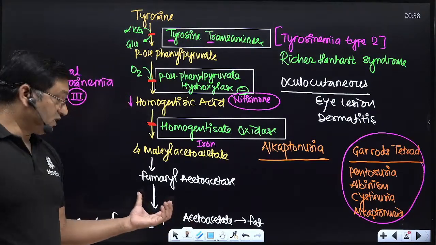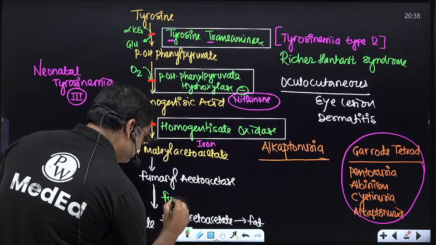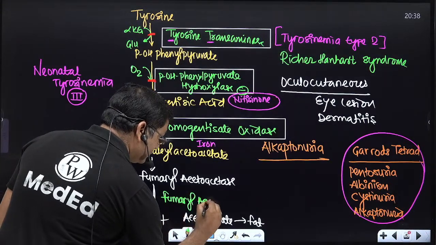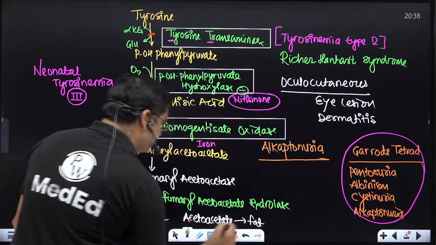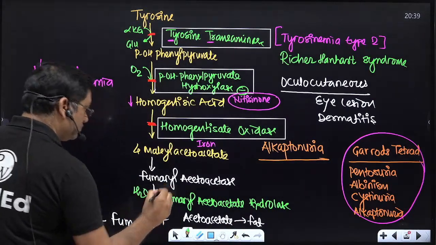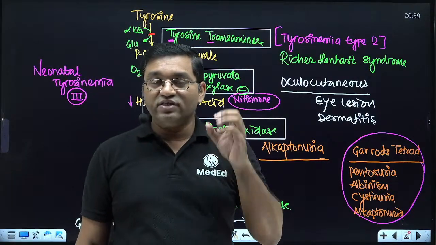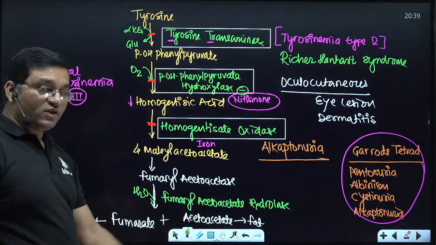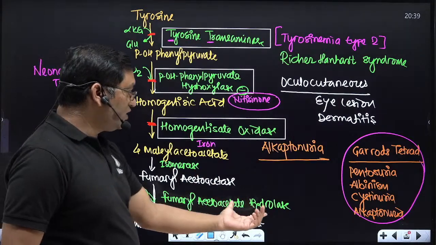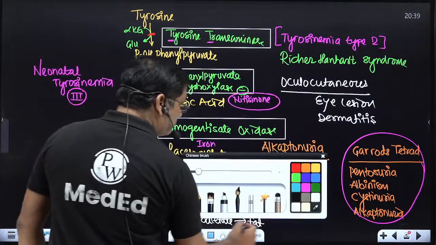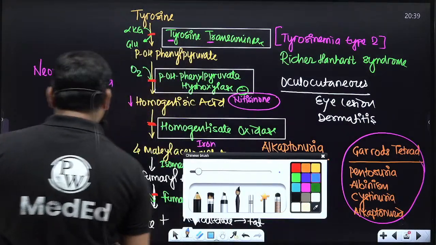So the products are fumarate and acetoacetate. The enzyme fumarylacetoacetate hydrolase cleaves fumarylacetoacetate into fumarate and acetoacetate. In this way, phenylalanine and tyrosine are both glucogenic and ketogenic, because they give glucose and they give fat. Because of deficiency of fumarylacetoacetate hydrolase, if there is a block here, the defect is known as tyrosinemia type 1.